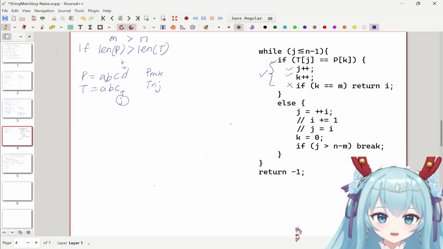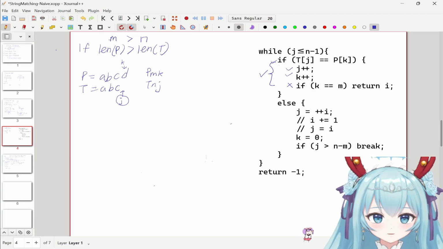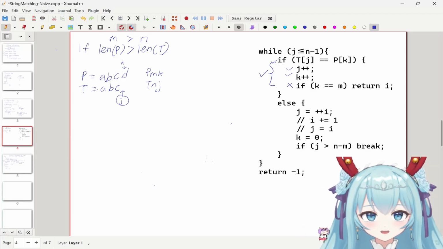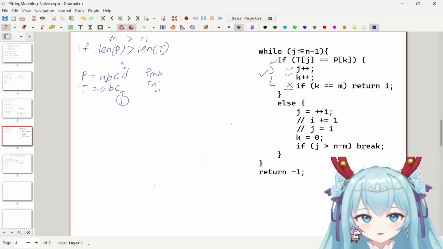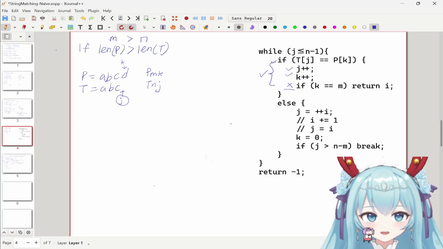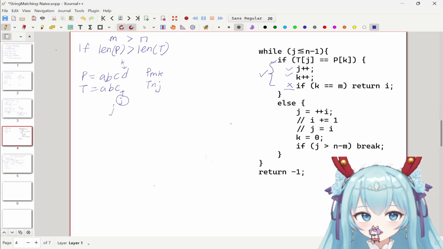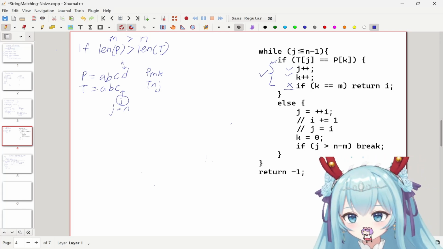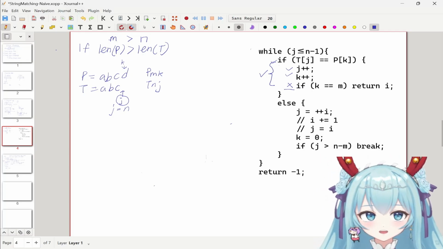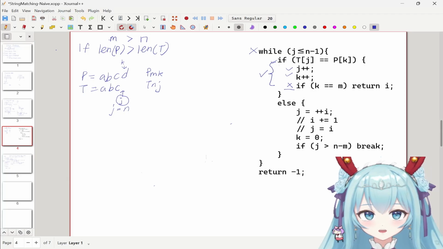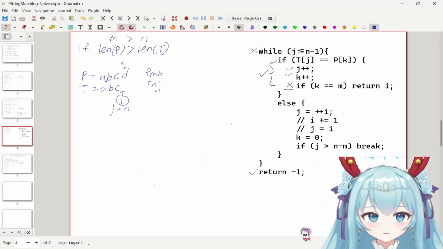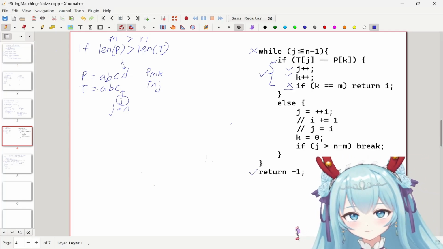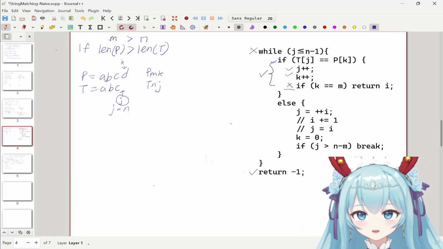As of now, K isn't equal to M because K is 3 and M is 4. So this part over here, the if K equals M statement, isn't triggered. That means we proceed to the next iteration of the while loop. And now we realize that J equals N, which is why it will fail this check over here, and thus it will break out of the while loop. And then we'll return -1 over here. Okay, so this is the first scenario.